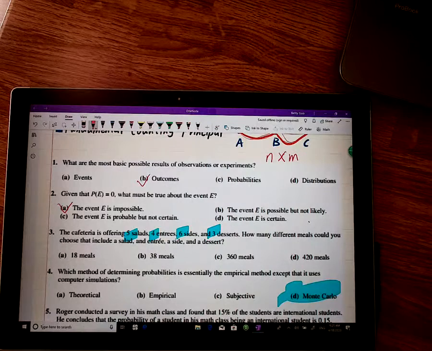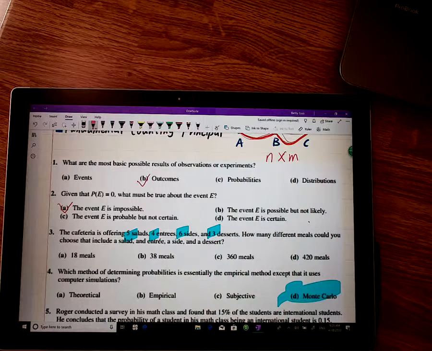Number 3, the cafeteria is offering 5 salads, 4 entrees, 6 sides, and 3 desserts. How many different meals could you choose that include a salad, an entree, a side, and a dessert? You are making a meal plan. You are going to create a meal for yourself, right? Then you need to make your decision. Your decision has 4 parts.